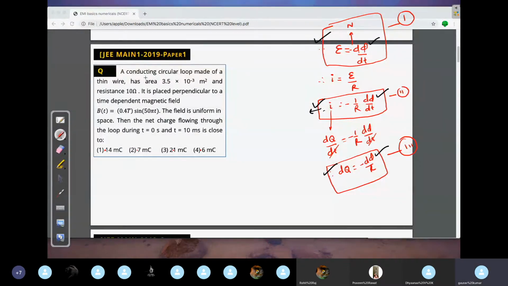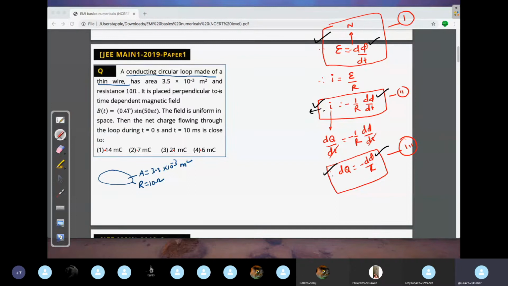See what is given to you here: a conducting circular loop made up of thin wire. Okay, so you have a circular loop here. The area of this loop is given to you. The area value is given as 3.5 × 10 to the power of minus 3 meter squared, and resistance 10 ohm. Okay, so the resistance of this is also given: R is given as 10 ohm.